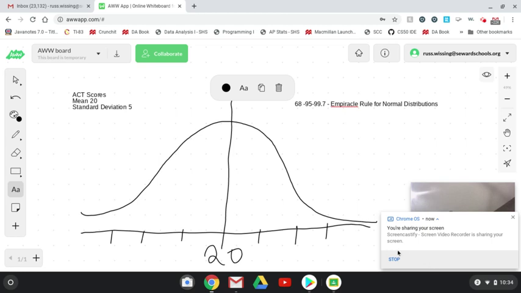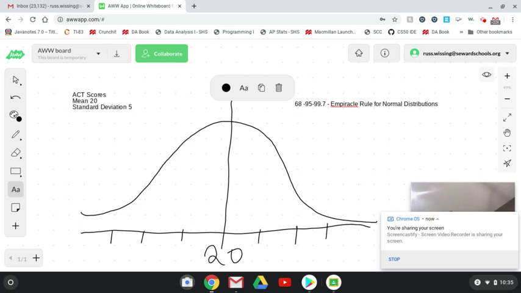Hi, we're working with a little bit of normal distributions, so I'm just going to take you a few steps. First I want to talk about the empirical rule, which is the 68, 95, 99.7 rule. I have a whiteboard on my Chromebook here to demonstrate this because I have to do some drawing for these. So if we're looking at ACT scores, and ACT scores are a standardized test.